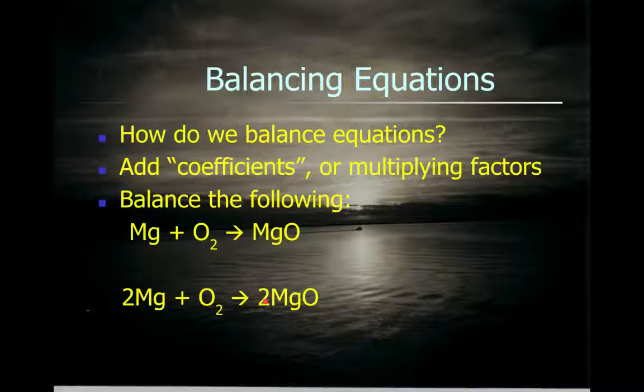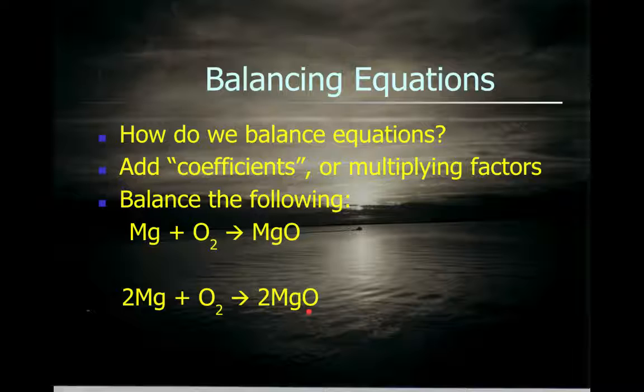And then, of course, since you have 2 magnesiums on the right-hand side, you then have to go back and add another 2 on the left-hand side. And so that's how it's balanced. It's 2 magnesiums plus an O2 makes 2 MgOs.